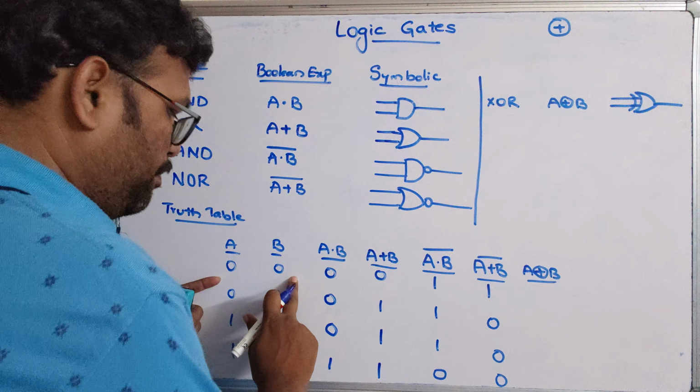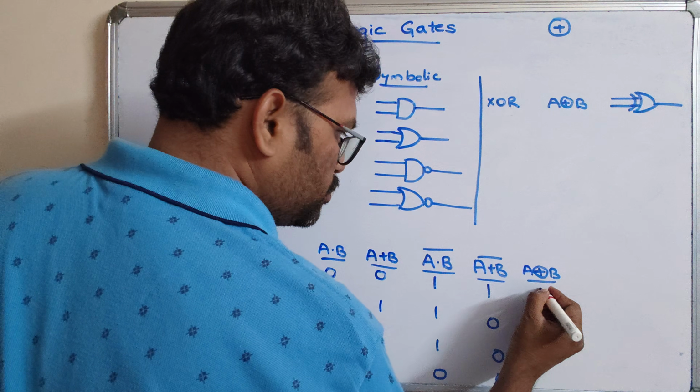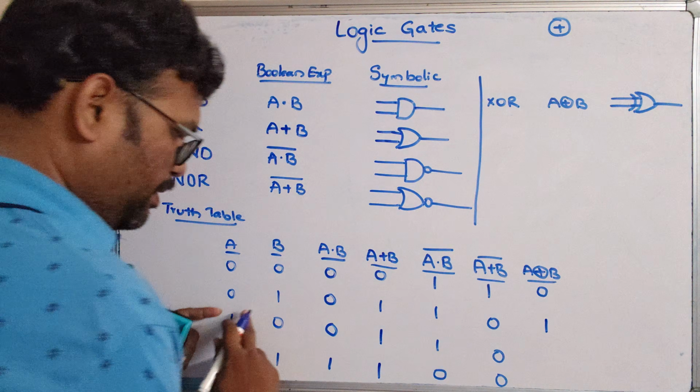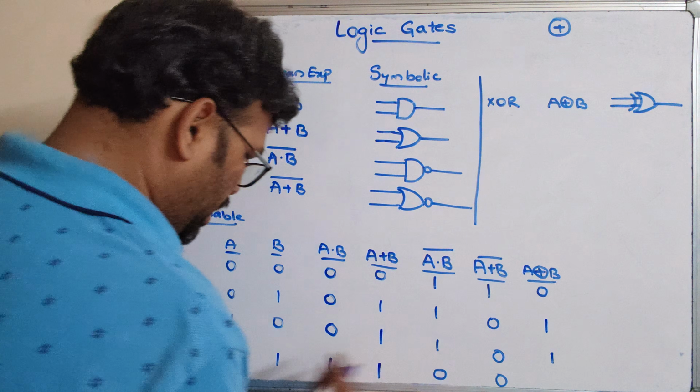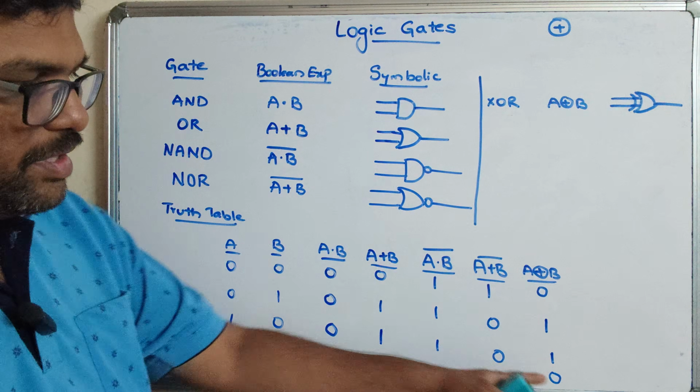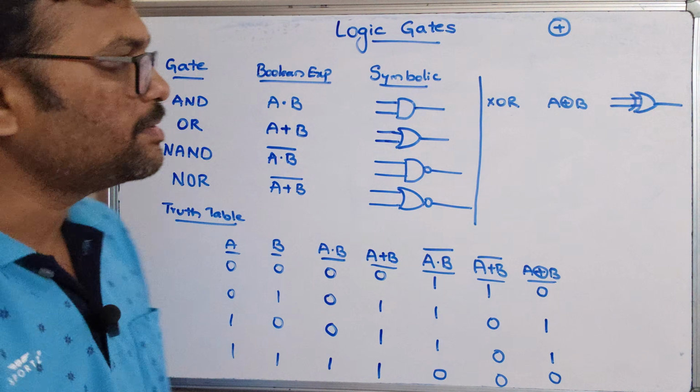So here you can take A, B, 0, 0, both are equal, so it will be false. 0, 1, both are different, so it will be 1. Both are different, it will be 1. Again, both are equal, it will be 0. So if both the inputs are the same, the result is 0, otherwise it will be 1.